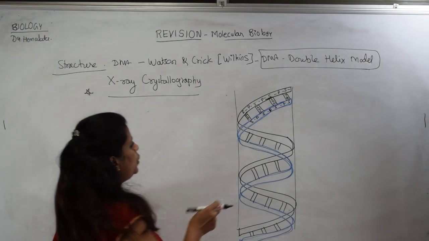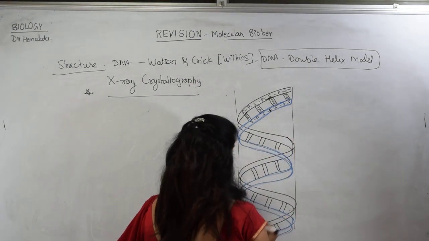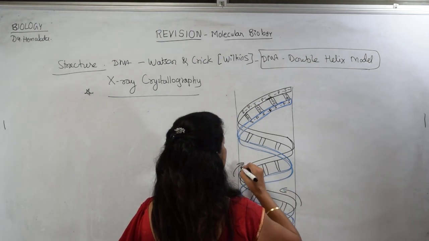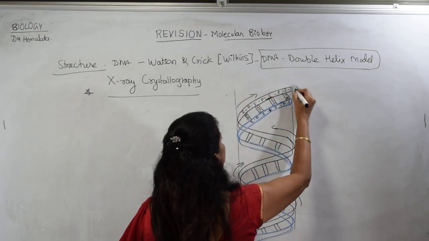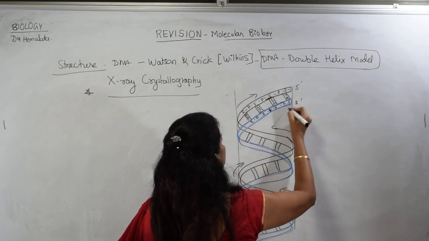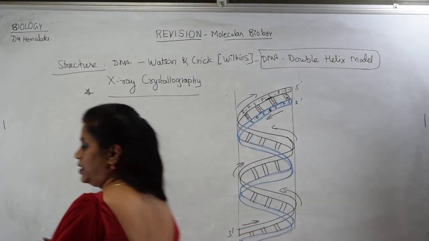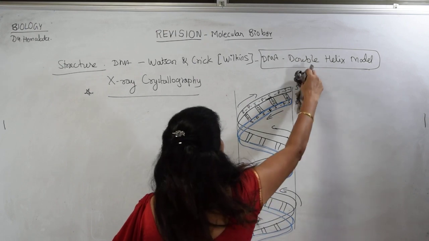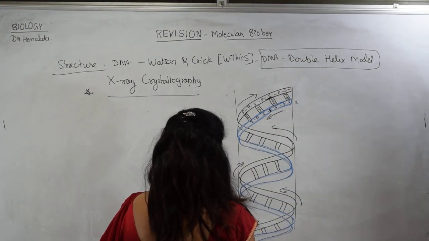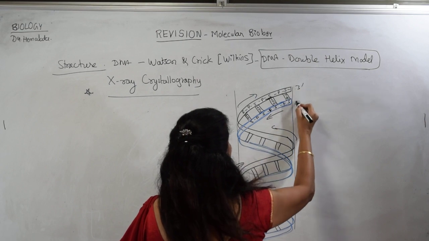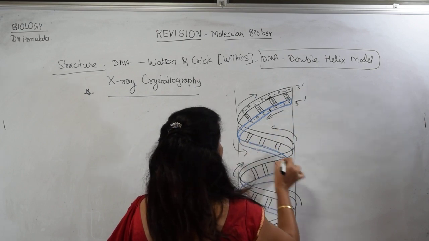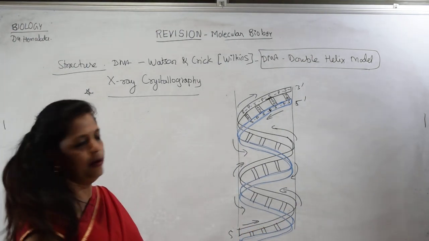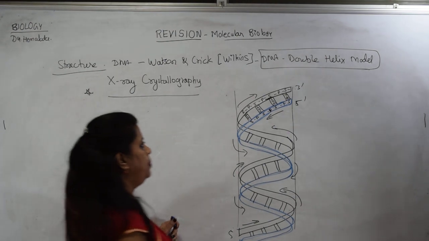One of the strands is running in the 3 prime to 5 prime direction. This is the 3 prime to 5 prime direction. Actually, the other is the reverse, it will always run in the 5 prime to 3 prime direction. Continuation, 5 prime to 3 prime direction. This is 3 prime. Okay, done. Now we have to label this.